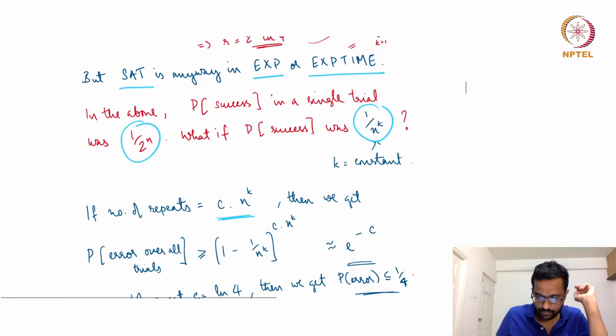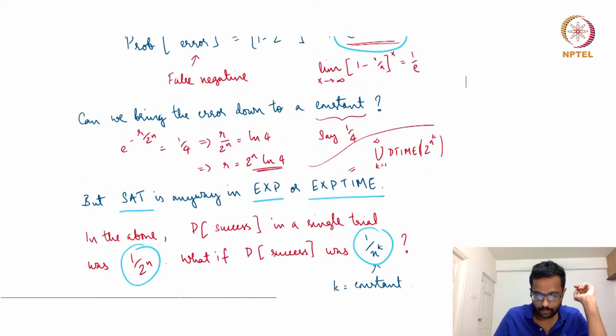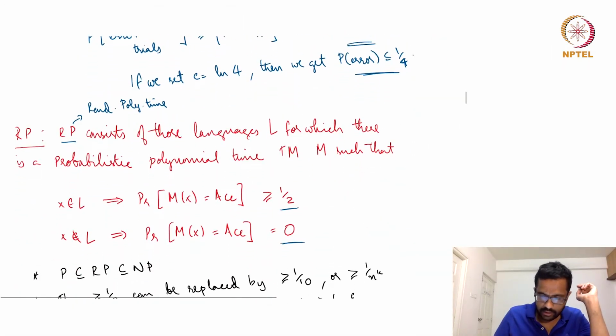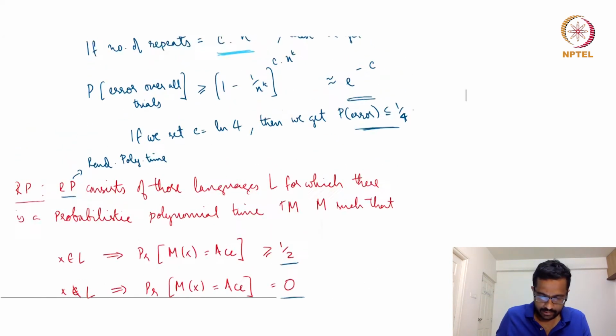So again, you may see the motivation. We notice that the algorithm that we just described works efficiently when the probability of success is 1 by inverse polynomial and not inverse exponential. So that is why, whenever x is in the language, the probability of acceptance should be sufficiently high for the machine.